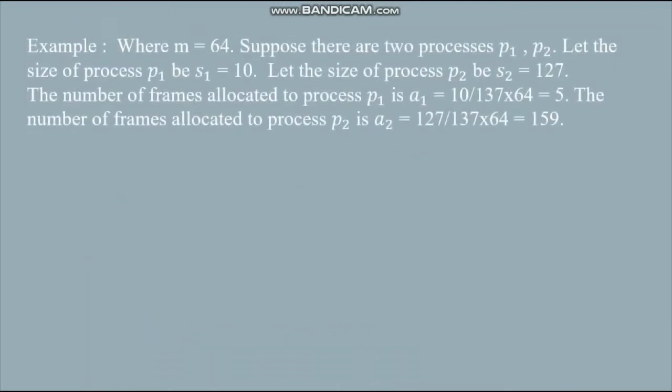For example, where M is equal to 64, suppose there are two processes P1 and P2. Let the size of process P1 be S1 equals 10. Let the size of process P2 be S2 equals 127. The number of frames allocated to process P1 is A1. So S1 is 10. Then S is S1 plus S2, which is 10 plus 127, so that is 137. Then times 64, which equals 5. Then the number of frames allocated to process P2 is A2.